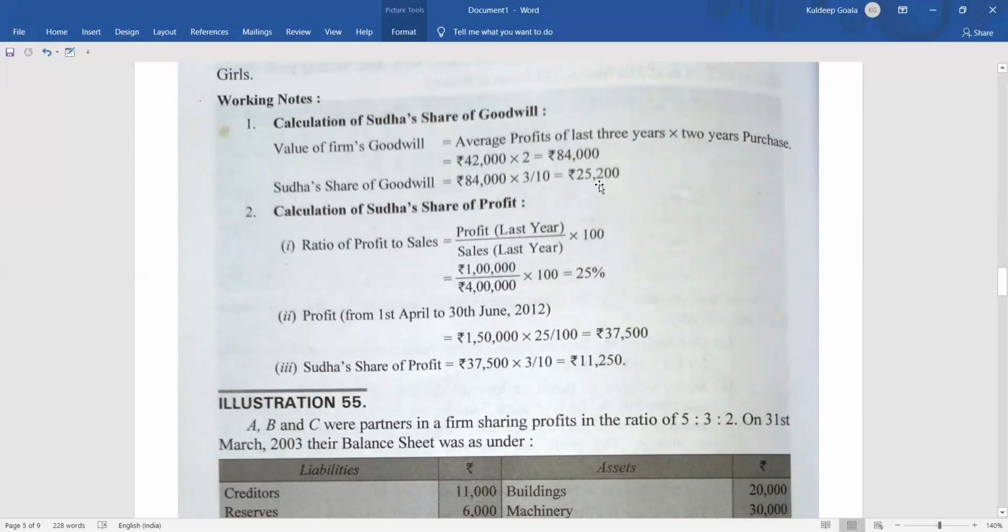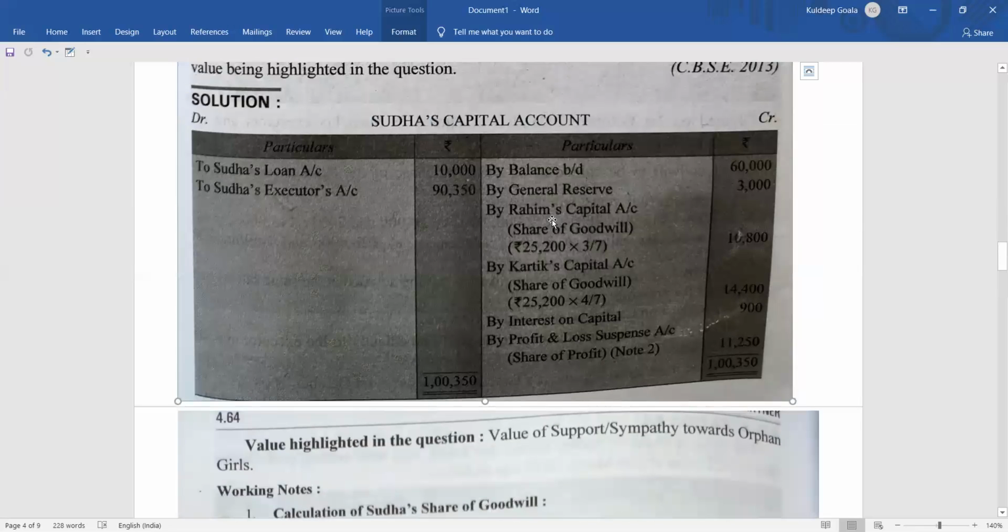Sudha's share of goodwill was 25,200. It will be given in the ratio 3:4. So by Rahim's capital, it is 10,800, that is 25,200 into 3 by 7. And by Karthik's capital, it is 14,400, that is 25,200 into 4 by 7. Okay, so that is how it will be given.